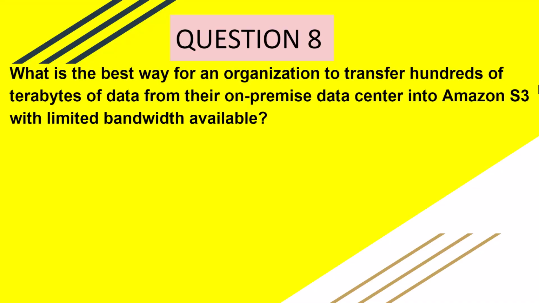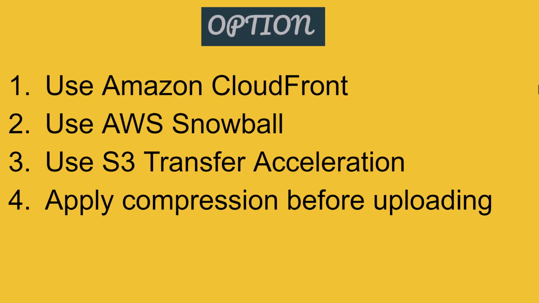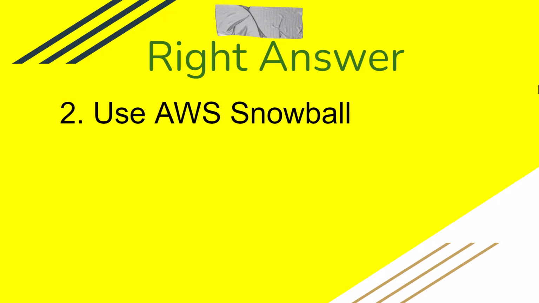Question 8. What is the best way for an organization to transfer hundreds of terabytes of data from their on-premise data center into Amazon S3 with limited bandwidth available? Option 1. Use Amazon CloudFront. 2. Use AWS Snowball. 3. Use S3 transfer acceleration. 4. Apply compression before uploading. Right answer is 2.